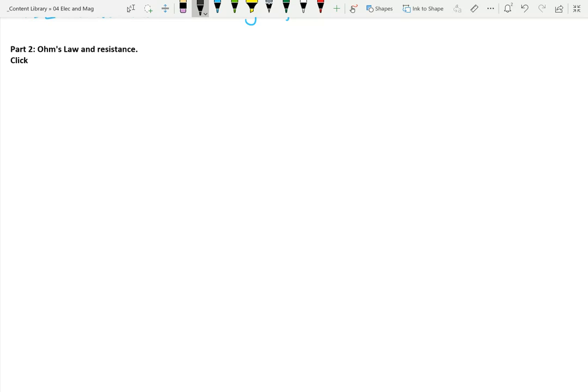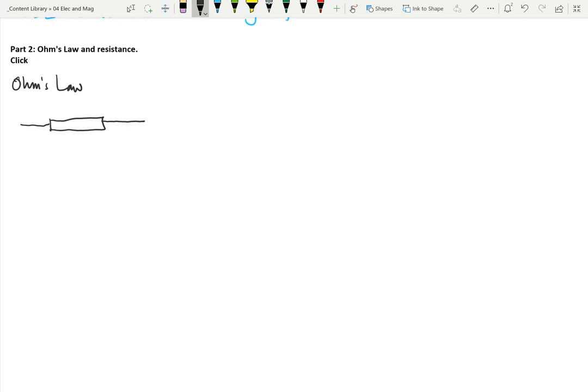In part 2 we're going to look at Ohm's law and resistance. So here we go. We've talked about current and voltage. The question is, is there any relationship between the two? And Ohm is credited with his law where he just got a metallic resistor, which is shown like this. This is the symbol for resistance.